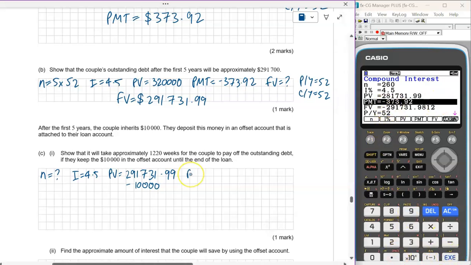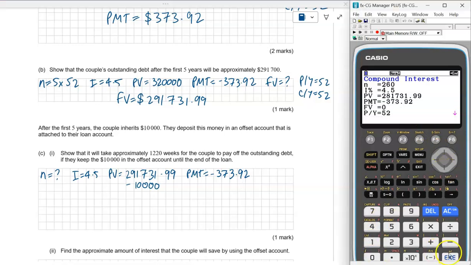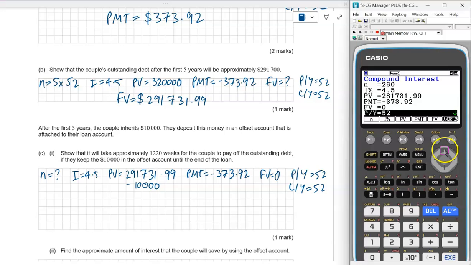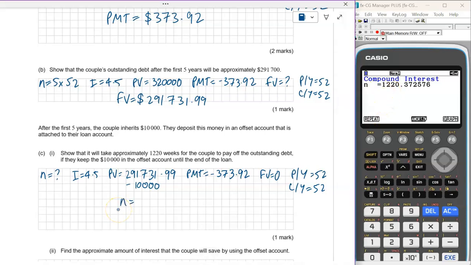PMT, we're assuming that remains the same at $373.92. Future value here we want to set to 0, because we want to find out how long it takes to completely pay it off now, with PY and CY again remaining at 52, or weekly. So based on that, how many weeks is it going to take? Okay, so n is now equal to approximately 1,220.37 weeks.